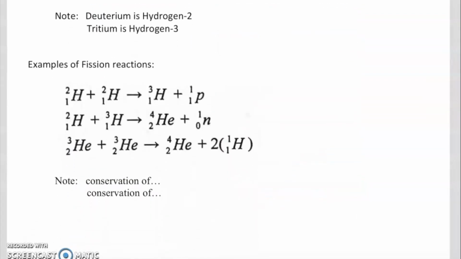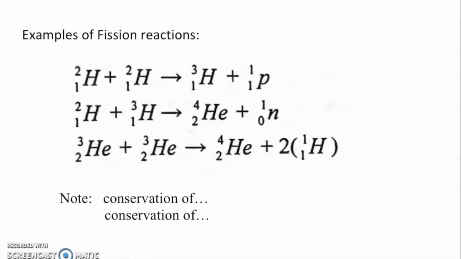Some common fusion reactions all start pretty similar. You see a lot of hydrogens and heliums running around. But if you notice, the products are always going to be bigger than your reactants. This is a key trait of fusion, right? Two nuclei are coming together, joining together, fusing together to make a bigger one.